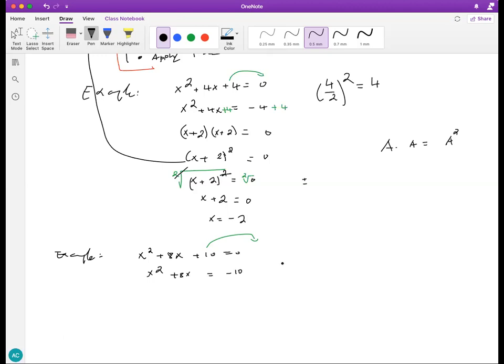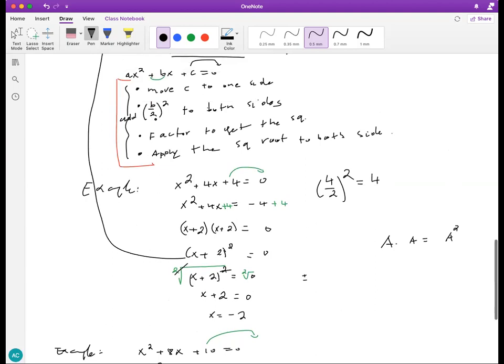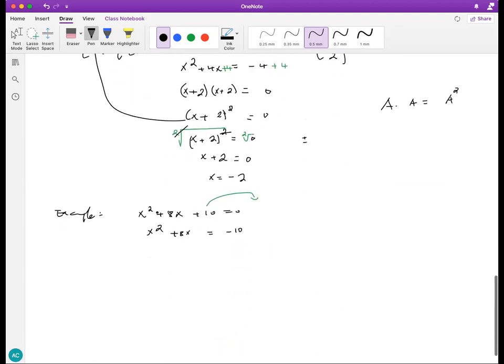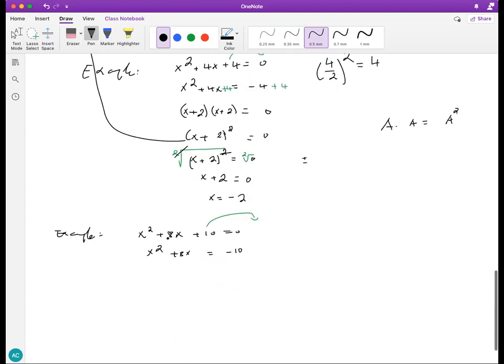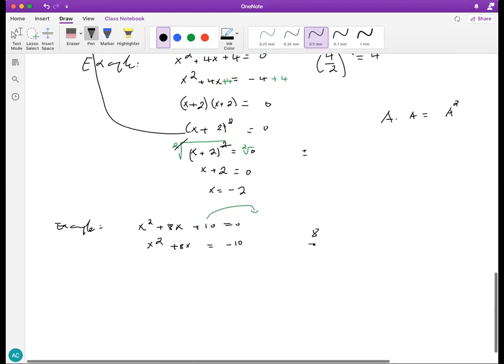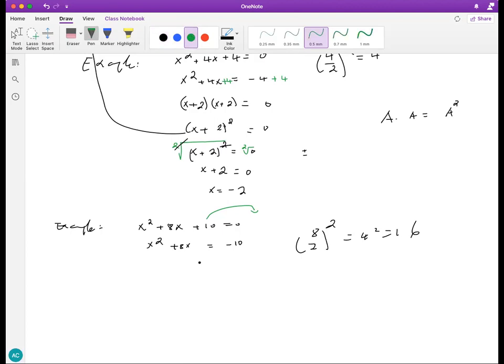And what do we add to both sides? b over 2, squared. This is b divided by 2. Take 8 divided by 2 first, which is 4, and square it. So it would be 4 to the second, which is 16. So let's add that 16 to both sides.